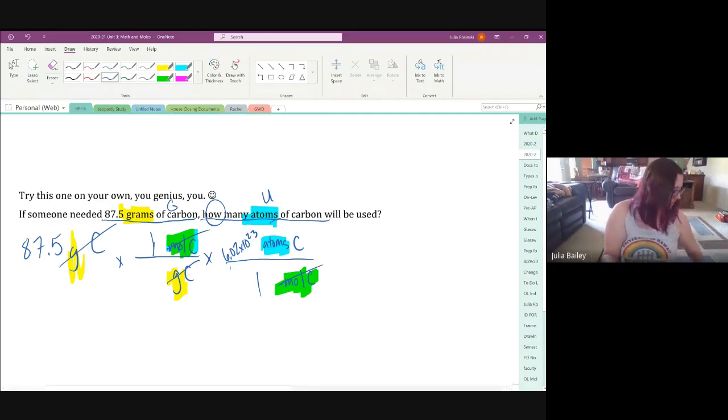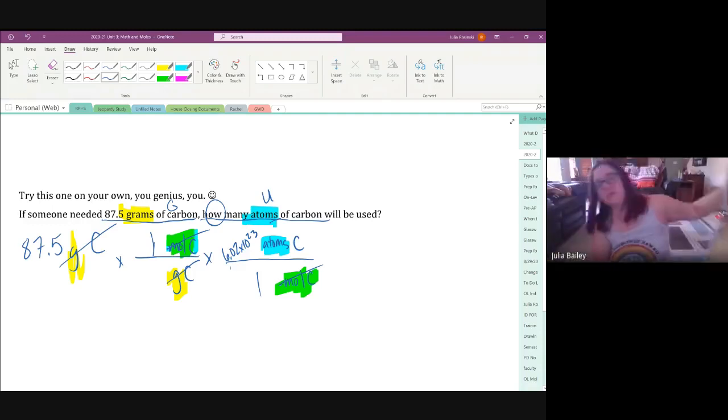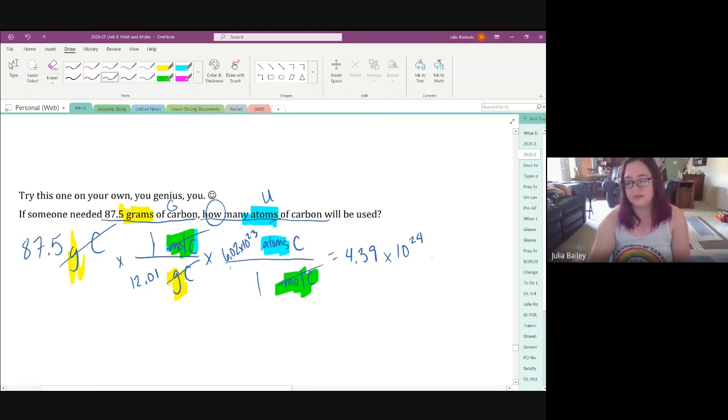If you check carbon on the periodic table, there. 12.01 is your number of grams for carbon. And when you multiply all of that out, if you're putting it in any kind of calculator correctly, you should get 4.39 times 10 to the 24th. And since the only unsimplified unit here is atoms of carbon, that's what we're going to label the answer with.